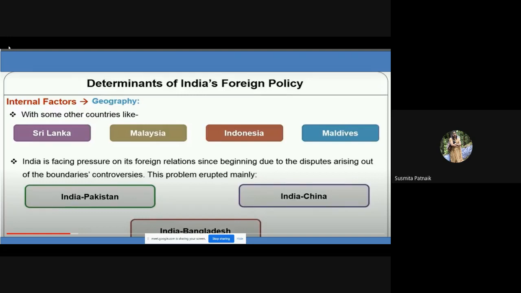For the Kashmir issue, India is fighting against Pakistan. For the border issue, India is fighting against China. And for the maritime issue, India is fighting against Bangladesh. For some basic reasons, from the geographical regions, India is facing problems with other countries.